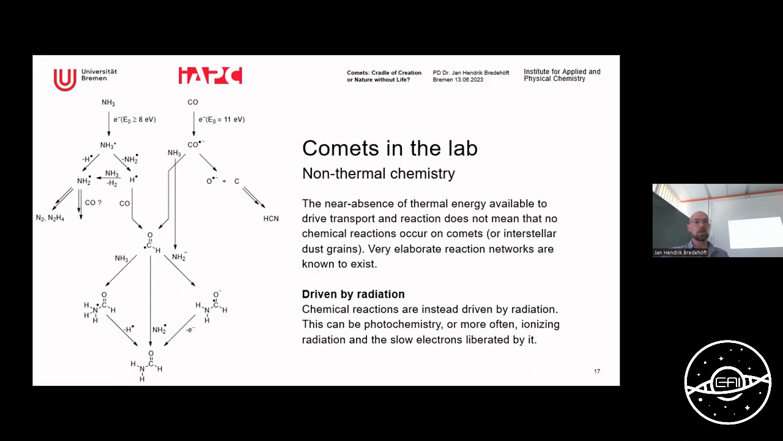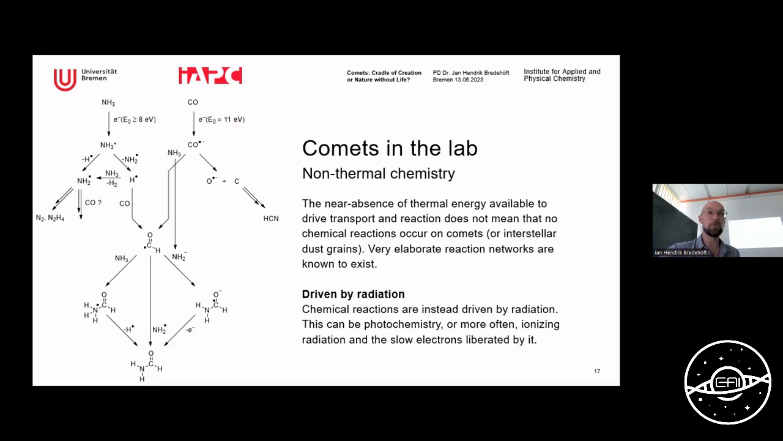So the chemistry that is driven on comets and on interstellar dust grains is not driven by temperature, by thermal energy, but it's driven by radiation. And radiation in this sense can be photochemistry, but more often it is ionizing radiation. And the slow electrons that are liberated through ionizing radiation are actually the agents that drive much of the chemistry.